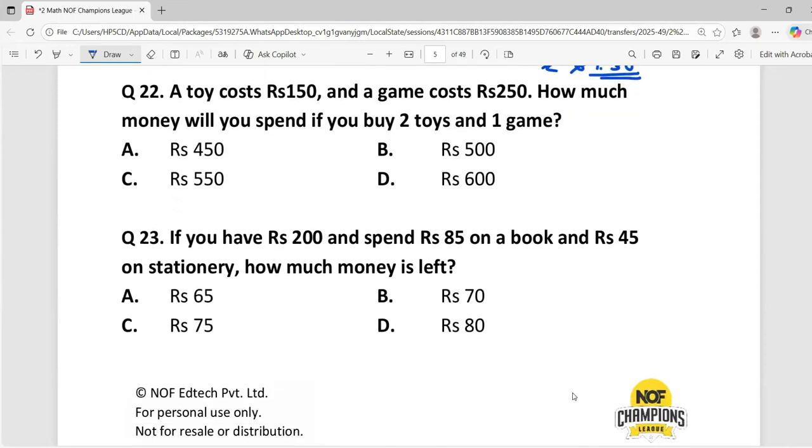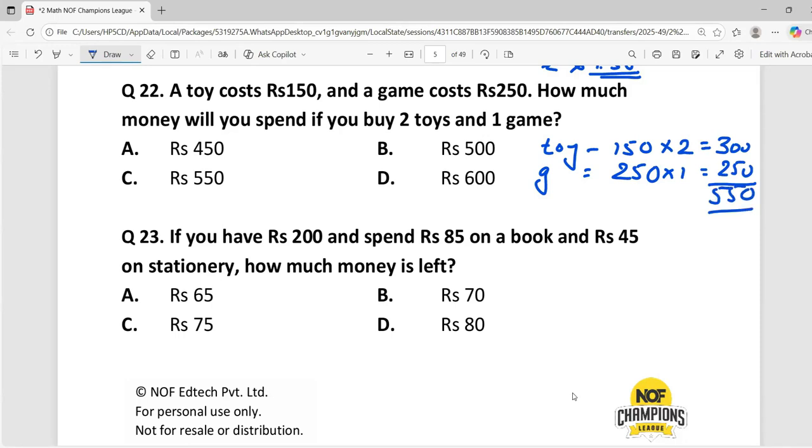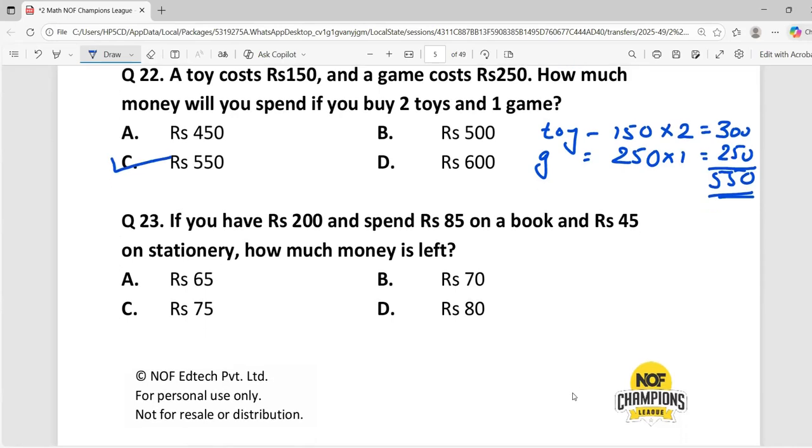Now, 22nd question. A toy costs rupees 150 and a game costs rupees 250. Now, how much money will you spend if you buy two toys and one game? So you need two toys, so that will be multiplied by 2. That is 300, and only one game, so it will be 250. So what will be the total? 550. So you will spend 550 rupees. That is option C, the correct one for the 22nd question.